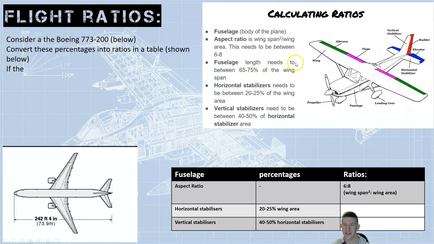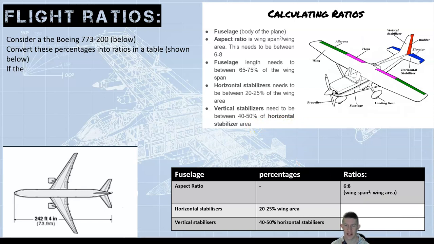However, the fuselage needs to be between 67 and 75 percent of the wingspan. So if we go smack bang in the middle and say 70, we need a 1 to 70 ratio of fuselage to wingspan. That's really useful to think about later when you start designing some planes. The horizontal stabilizer needs to be between 20 and 25% of the wing area, and the vertical stabilizer needs to be between 40 and 50% of the horizontal stabilizer area.